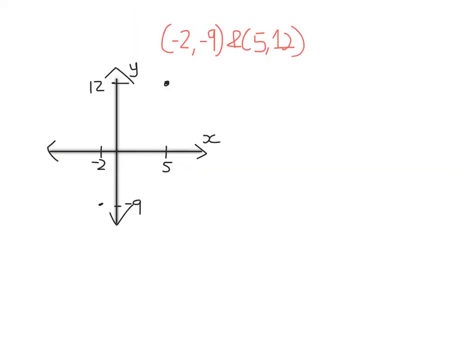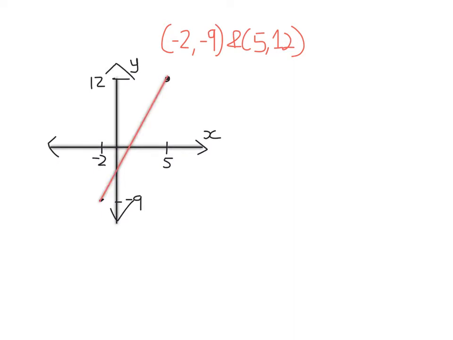So we'll start with 2 points, (-2, -9), which is down here, and (5, 12), which is over here. Let's join up these 2 points. If I draw a line that starts at one point and ends at another, we call that a line segment. A line segment has a start and an end. Because it's got a defined length, we can find the midpoint of this line segment, the point that divides it in half. It'll be somewhere around there.